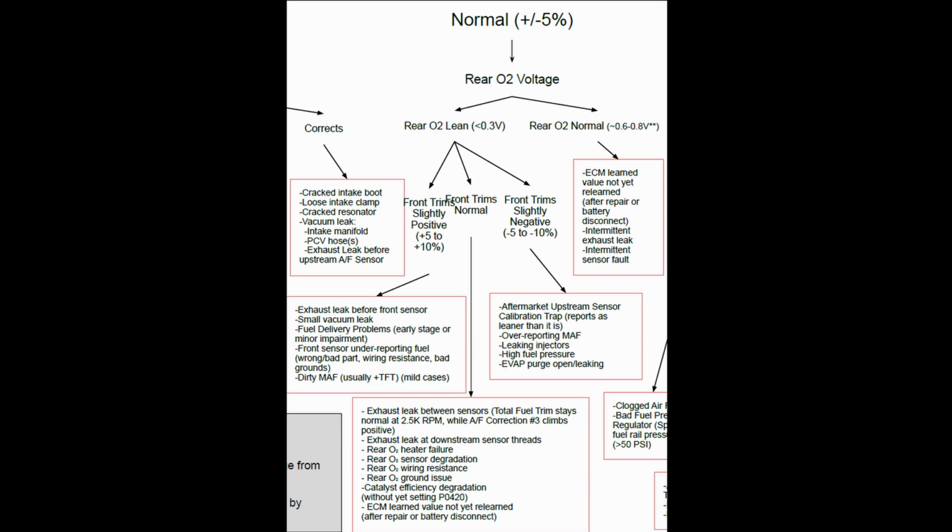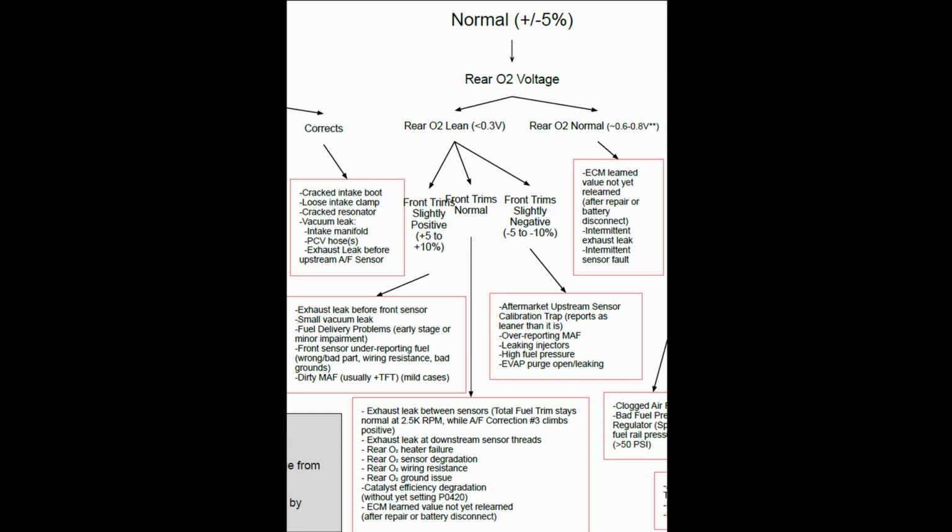There could be all sorts of issues with the rear O2 sensor, in which case the solution is just to replace the sensor. If it has a heater failure, if the sensor is just really old, if there's some sort of corrosion causing wiring resistance, or if there's a ground issue, you may want to replace or check your ground wires. That's an important thing people sometimes overlook as well.